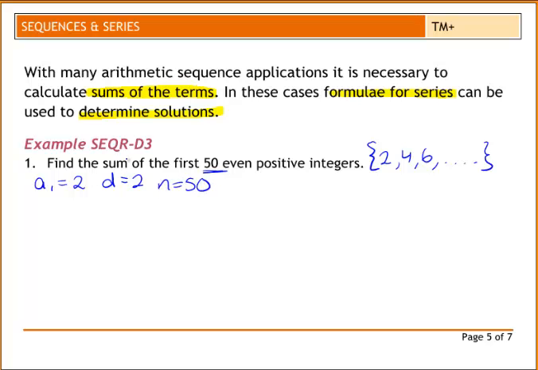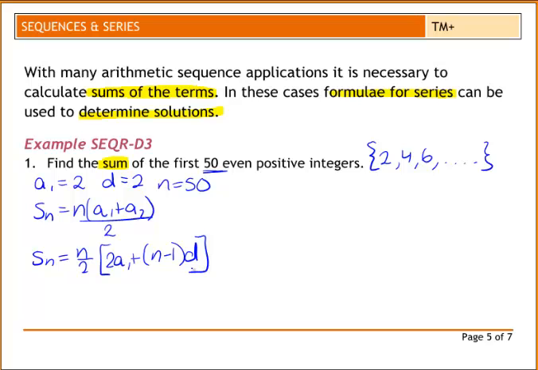But it's asking for the sum. So I don't just want to work out my term, I want to work out the sum of the terms. In order to do that, I need to use one of the formulas for my sum of terms. So Sn equals n times (a1 plus an) all over 2. That was one of my sum formulas. The other one was Sn equals n over 2 times (2a1 plus (n minus 1)d). Now if I look at what I've got, this should be a1 plus an.